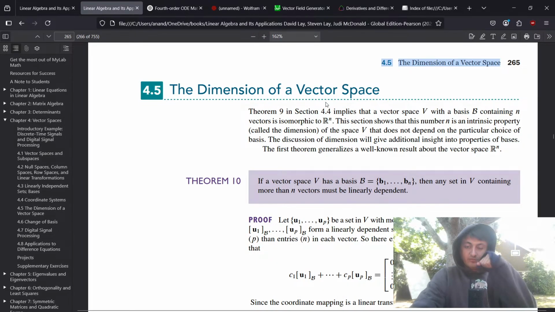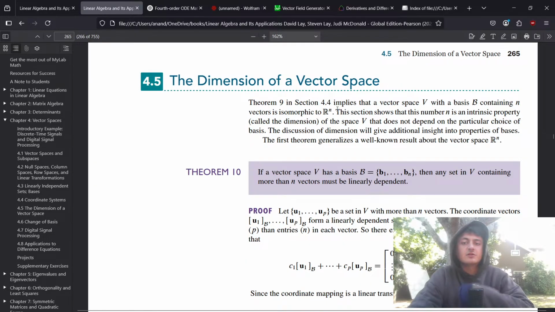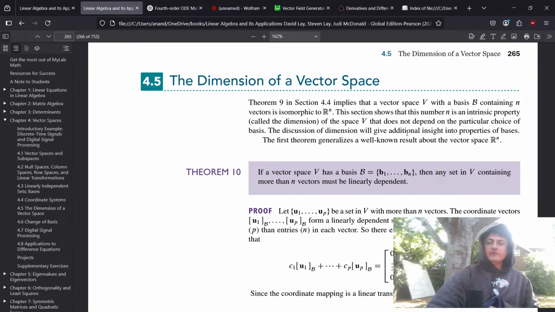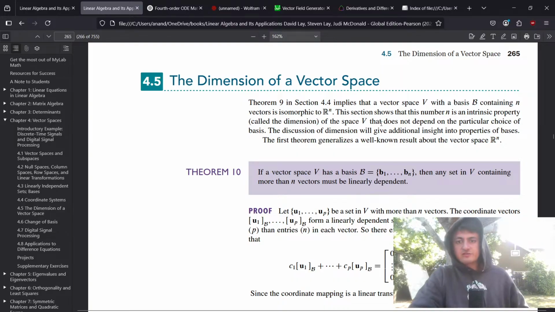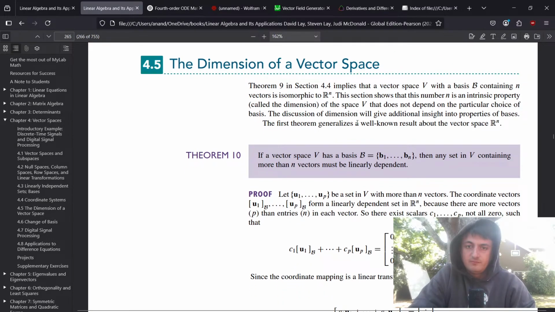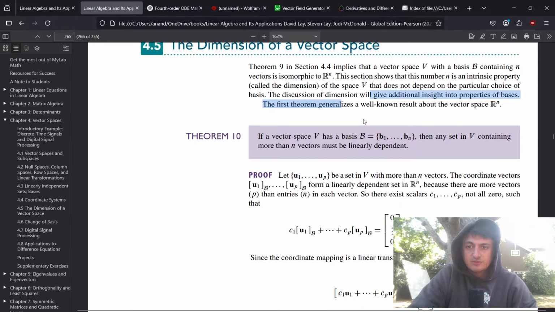Theorem 9 in section 4.4 implies that a vector space V with a basis B containing n vectors is isomorphic to Rn. This section shows that this number n is an intrinsic property called the dimension of the space V and does not depend on the particular choice of basis. The discussion of dimension will give additional insight into properties of bases. The first theorem generalizes a well-known result about the vector space Rn.